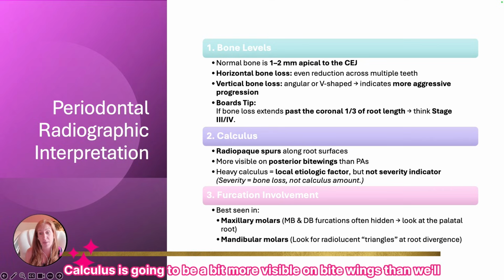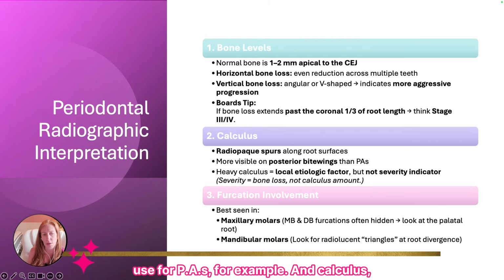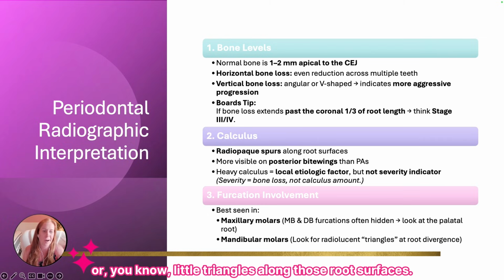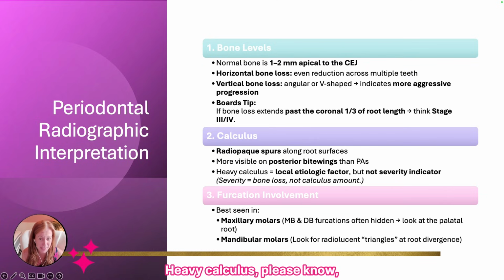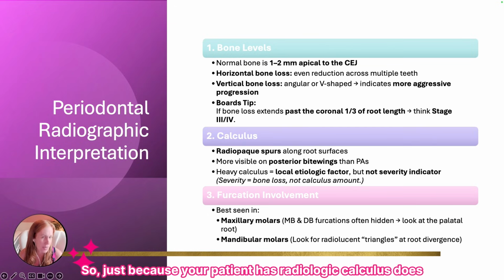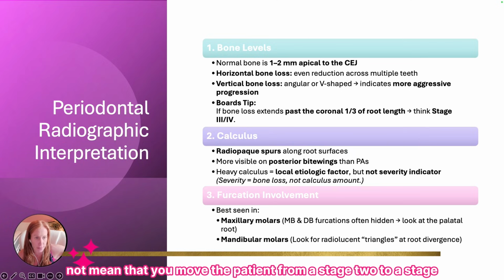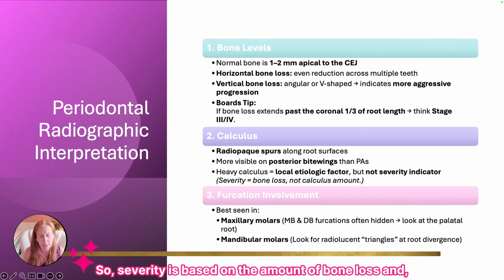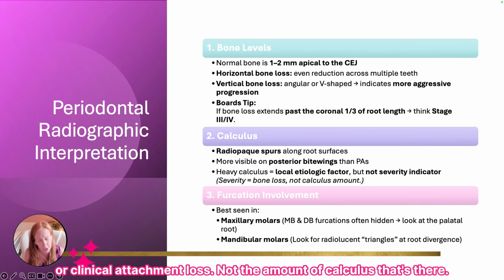Calculus is going to be a bit more visible on bitewings than we'll see on PAs, for example. And calculus, we know, appears as radiologic spurs, or little triangles, along those root surfaces. Heavy calculus, please know, is a contributory etiological factor, but it is not a severity indicator. So just because your patient has radiologic calculus does not mean that you move the patient from a stage 2 to a stage 3. That's not what we're going to do. So severity is based on the amount of bone loss and/or clinical attachment loss, not the amount of calculus that's there.